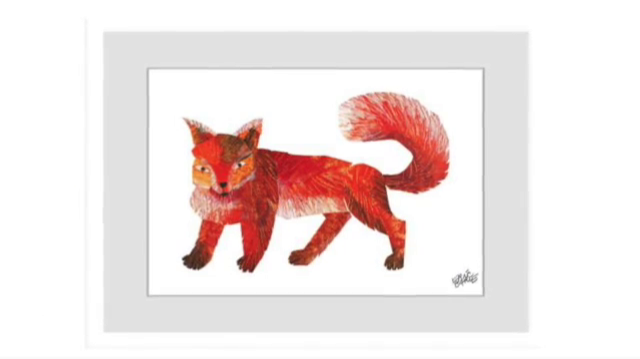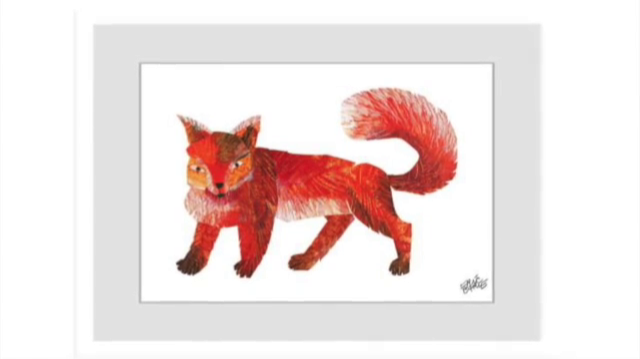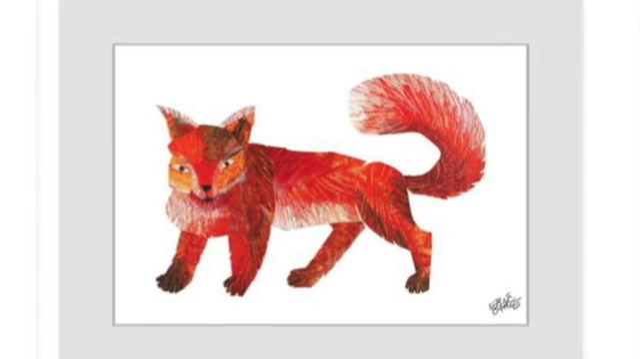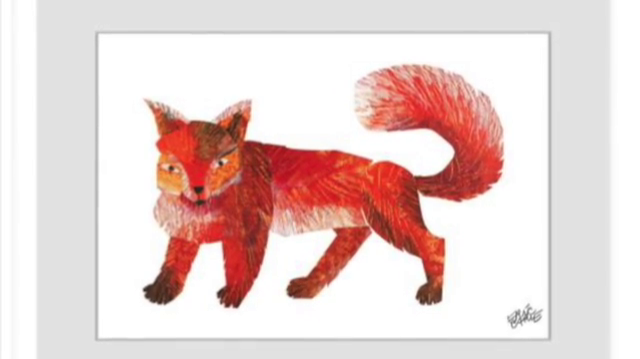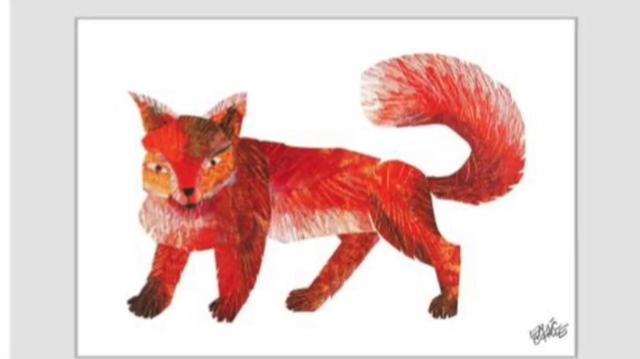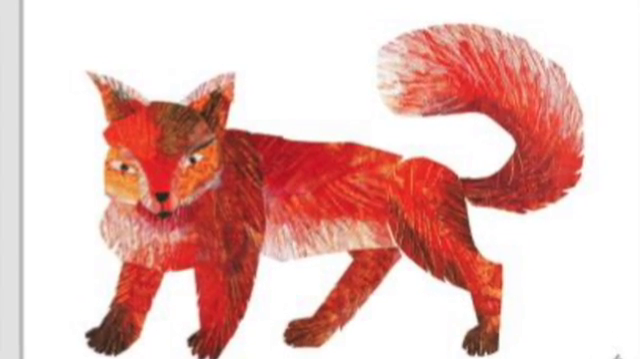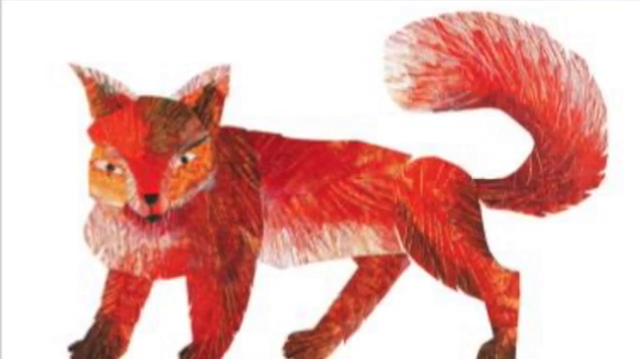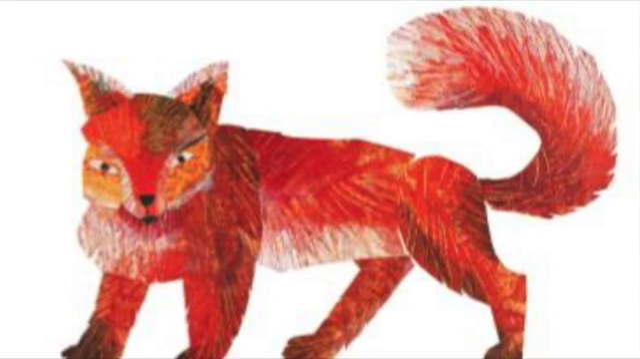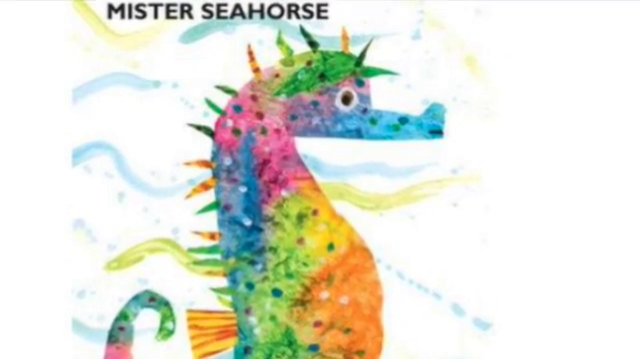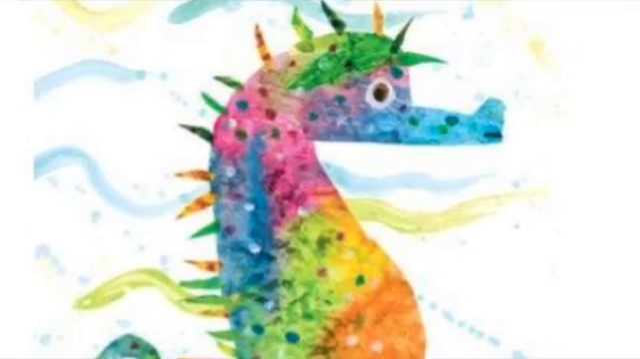Today we're studying texture. I want you to look closely at the animals' textures. Notice the shapes that Eric Carle uses to create his animals. Then he adds lines and color, and as he puts it all together, he comes out with some beautiful textures of fur. And look at this colorful seahorse. Eric Carle uses simple shapes again and adds lines and blotches of color to give you the scales of the seahorse.